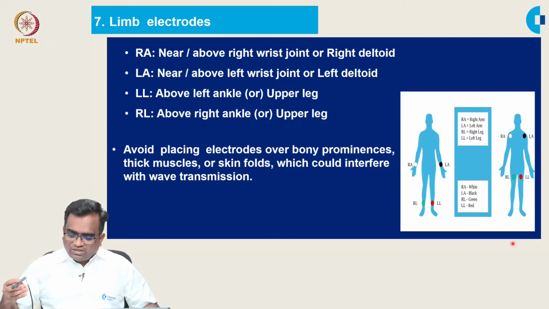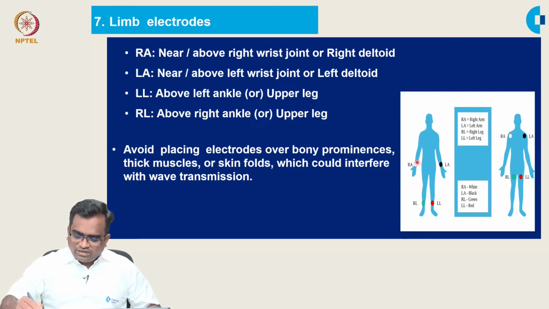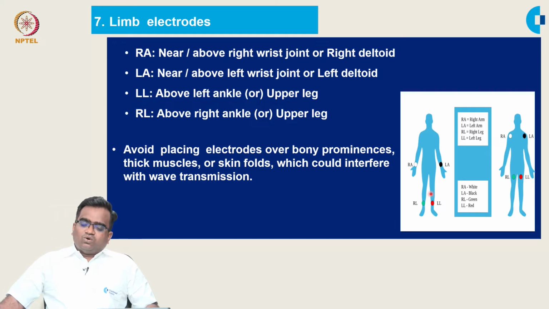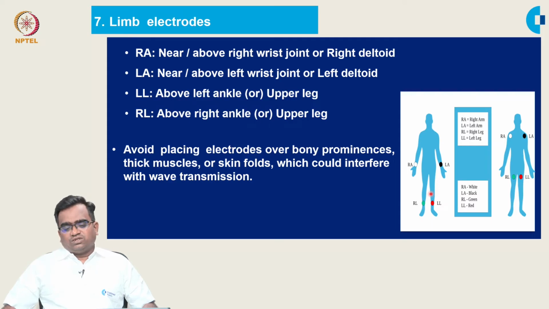So, these are the placements of limb leads in the right arm, left arm, right leg and the left leg. Generally, avoid placing electrodes over bony prominences, thick muscles or skin folds, which could interfere with the wave transmission.